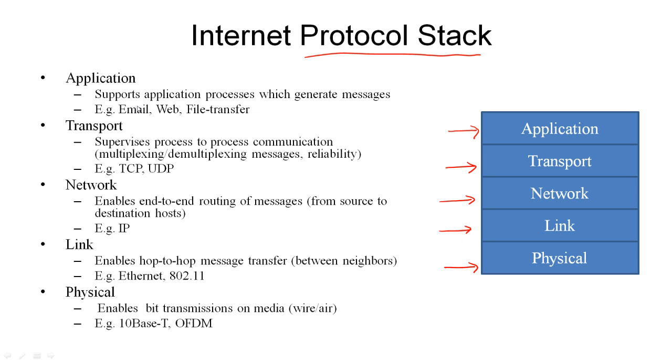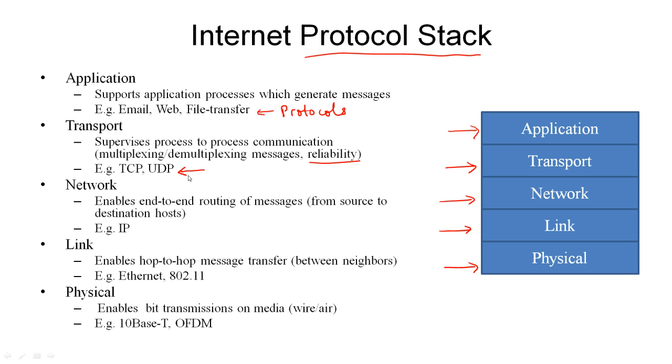The application layer supports the application processes which generate messages. And there are many protocols that can be implemented as part of the application layer. So email will take care of your email needs, web will take care of your browsing needs, file transfer will take care of your file transfer needs. Similarly, the transport layer, remember the multiplexing, demultiplexing we talked about, is implemented as part of the transport layer. Apart from this functionality, it can also provide reliability. So basically, this layer supervises the process-to-process communication.